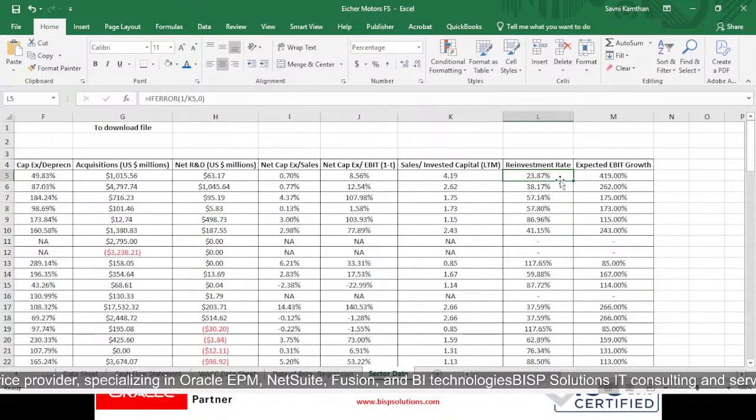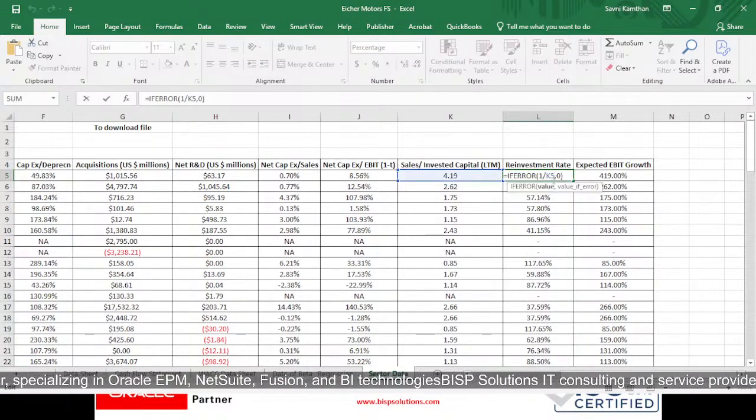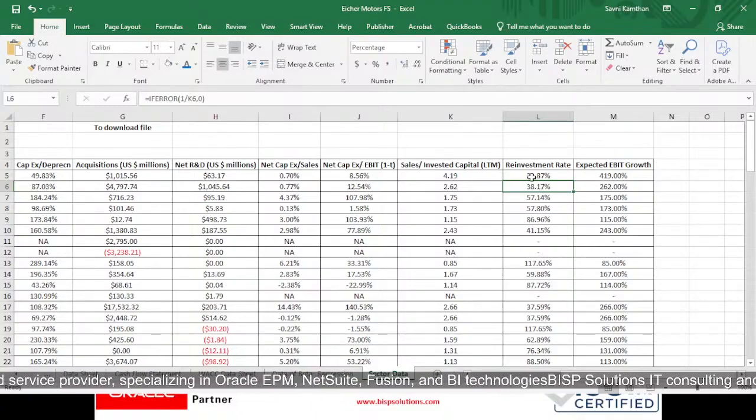So for reinvestment rate, what I have done over here, I have taken IFERROR function, so that if there is no data available, it will show me dash or 0, right? So I have taken IFERROR 1 divided by my sales or invested capital LTM and comma 0, and when I clicked on enter, it will be showing me reinvestment rate, and I have copied it till the end, as the calculation will be same, only the digits and column and rows will be changed, right?